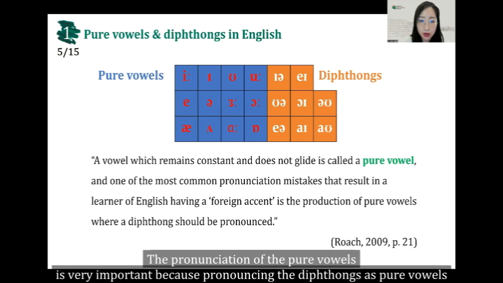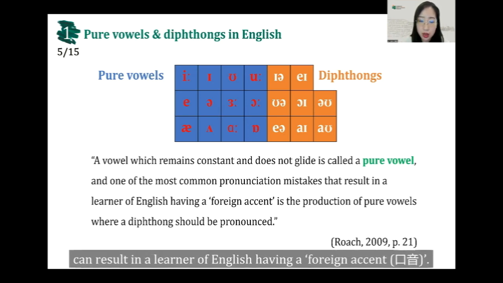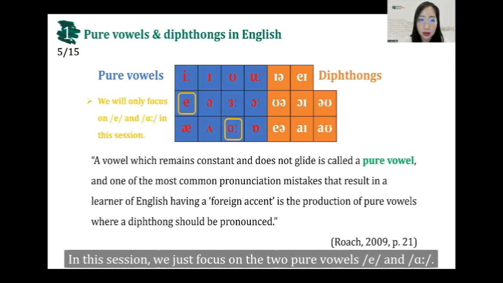The pronunciation of the pure vowels is very important because pronouncing the diphthongs as pure vowels can result in a learner of English having a foreign accent. In this session, we just focus on the 2 pure vowels, E and A.